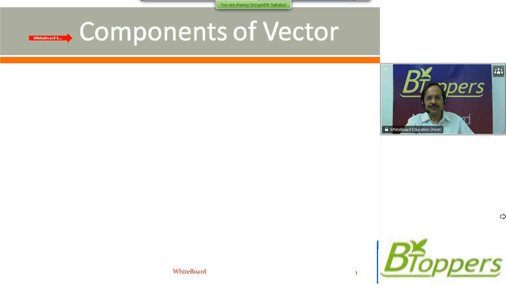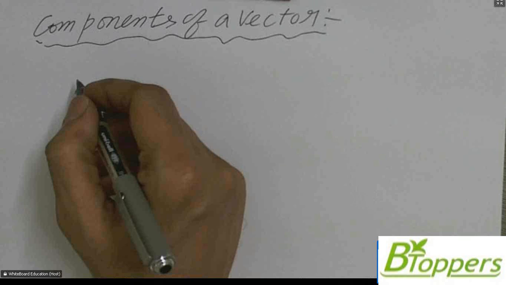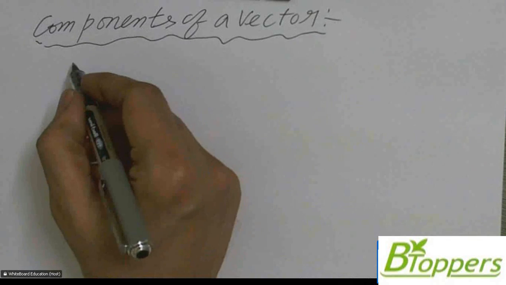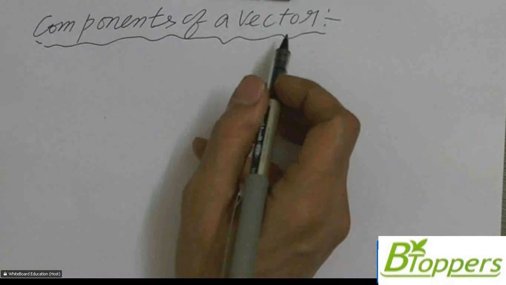In general, if the vector sum of two or more vectors gives you the vector r bar, then those vectors whose vector sum gives you the vector r bar can be called the component vectors of r bar. Okay, components of a vector.